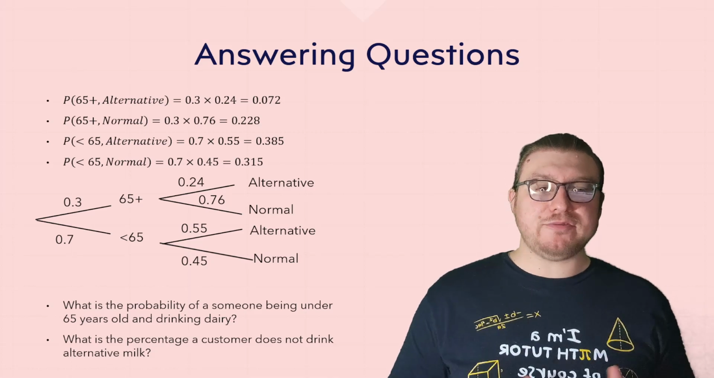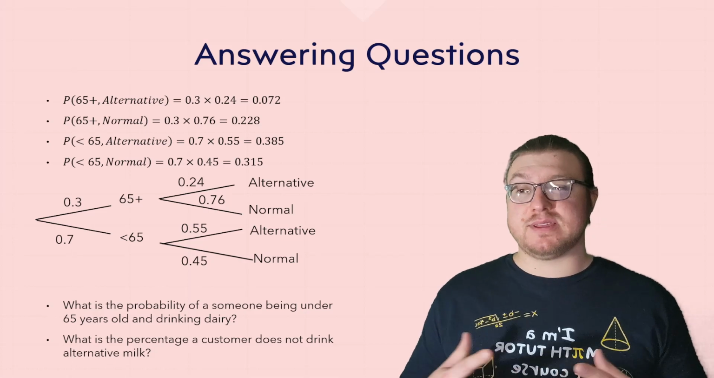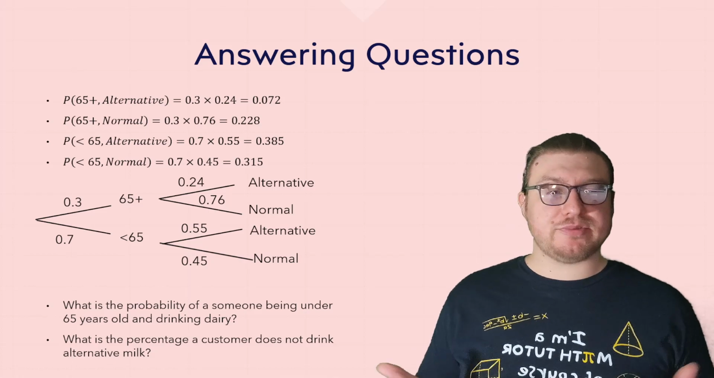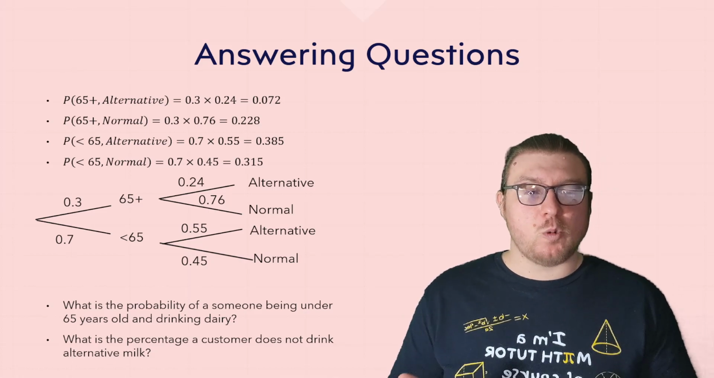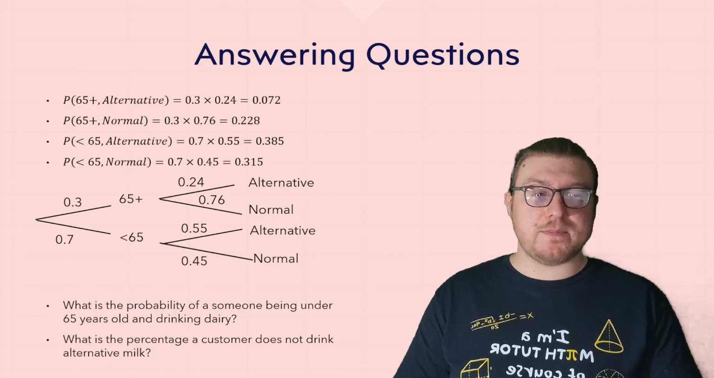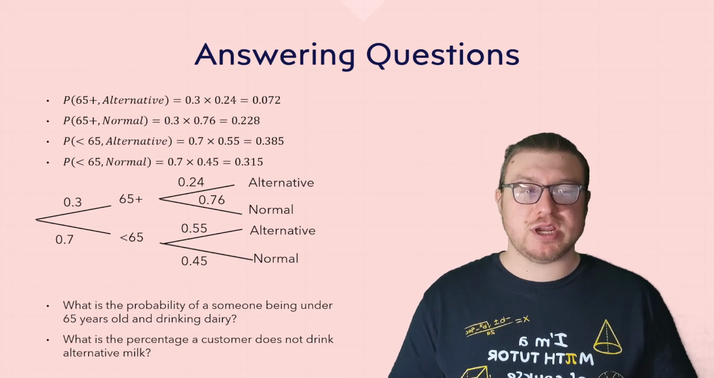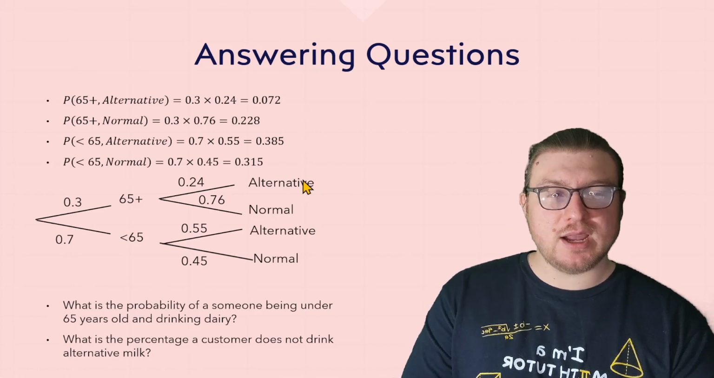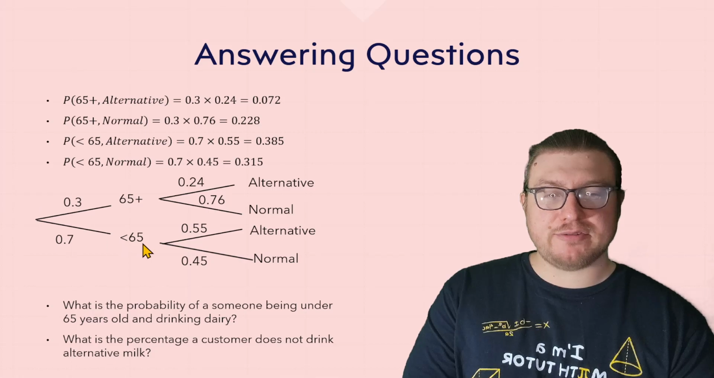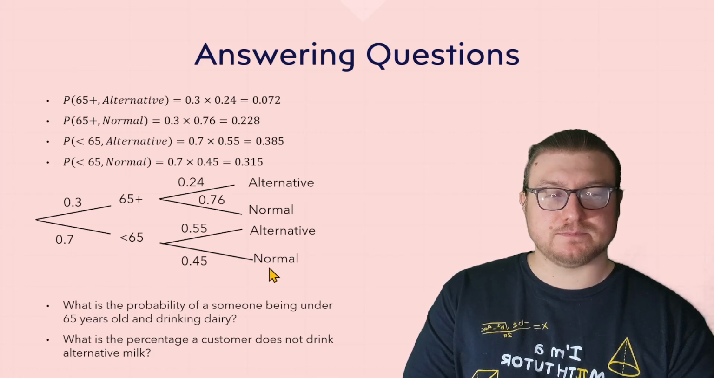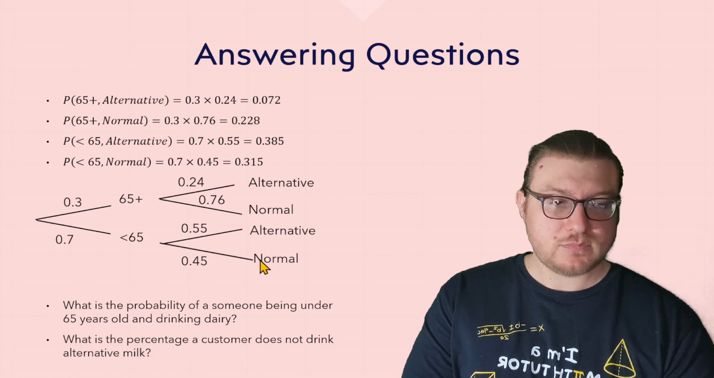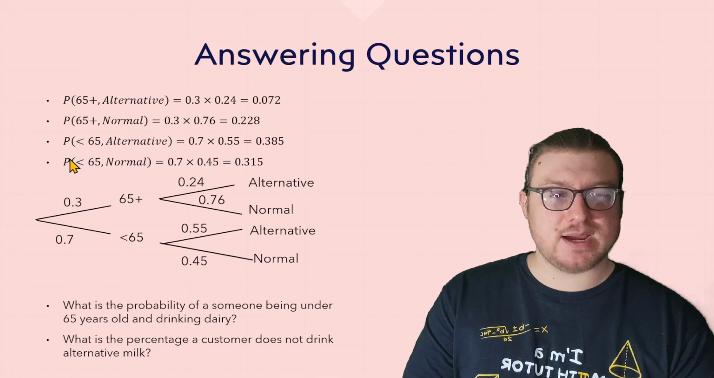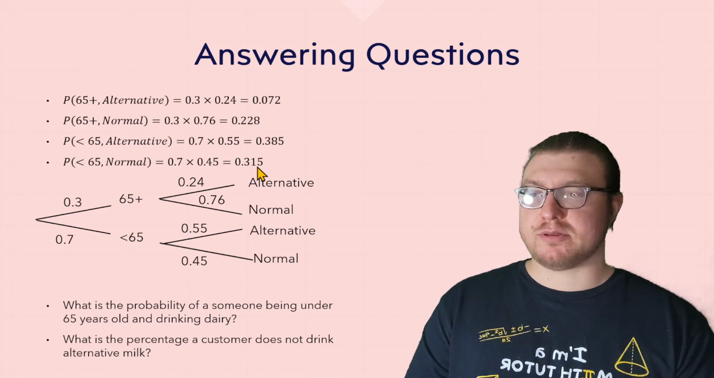Now, once we have this, answering these questions becomes much, much easier. So let's have a look. There's just 2 questions up here. What is the probability of someone being under 65 years old and drinking dairy? So we just need to check. Under 65 is here. Drinking dairy is the normal milk, the dairy milk. So we just check this one here, and that was 0.315.